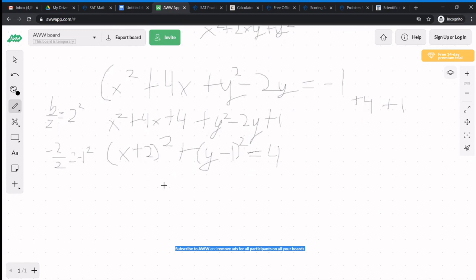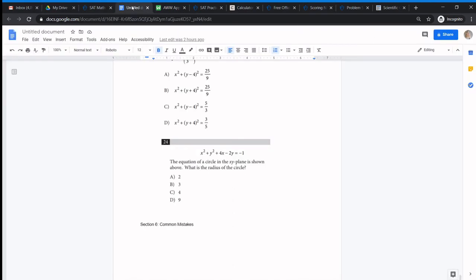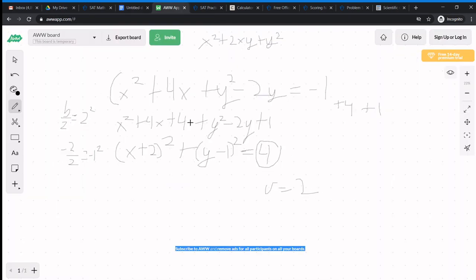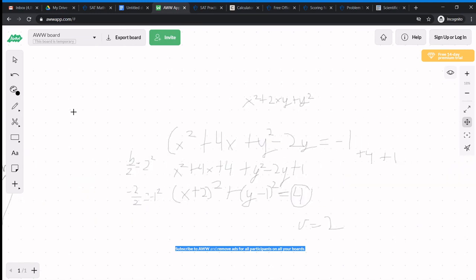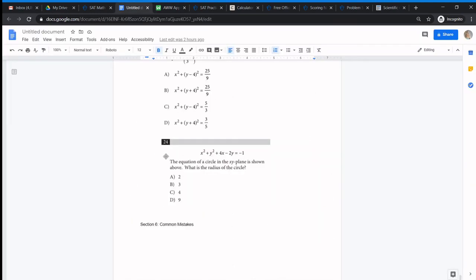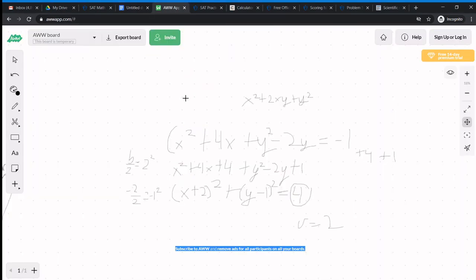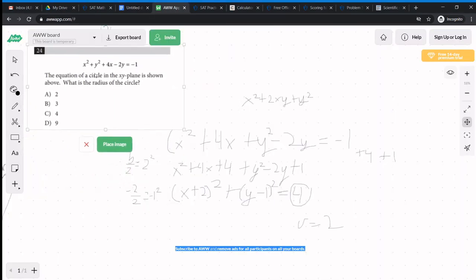Alright, so now that we've gotten this, once we add the 4 and the 1 to this side, we get that the r squared is 4, so the radius is just going to be 2. Now that we're in our proper format, we know that the radius is just 2. Just like it is... Oh, I didn't even copy and paste the question. Oops. Just like it is up here.